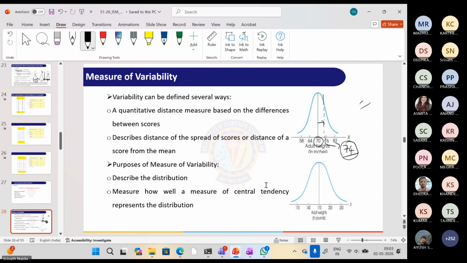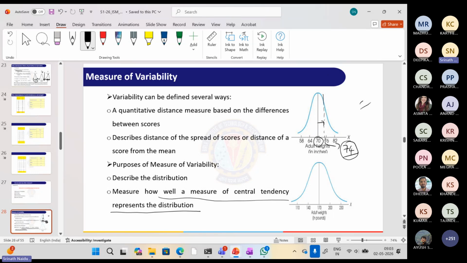So the purpose of a measure of variability is to describe the distribution and measure how well a measure of central tendency represents the distribution. You could have a certain mean and a very high variance. What it means is that very few points are actually at the mean itself, right? The mean is the mean because there's lots of data with a large positive deviation, lots of data with a large negative deviation. It just so happens that they balance out at this point. That's why the mean is what it is.